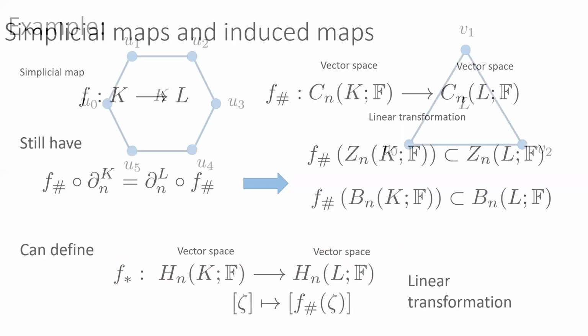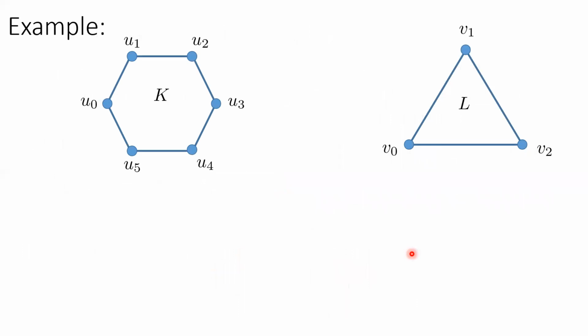Let me give you an example that we've actually already seen before. So let's take these two simplicial complexes, K and L. K is just this hexagon, and L is just this triangle.